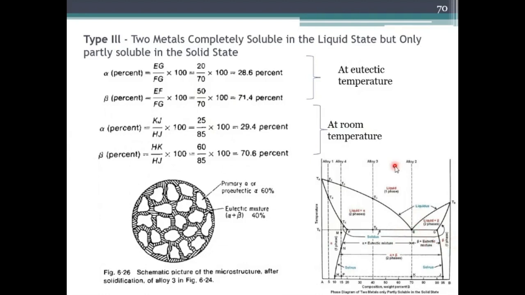So at eutectic temperature or at room temperature, how will it behave? What will be its temperature? That is very important.